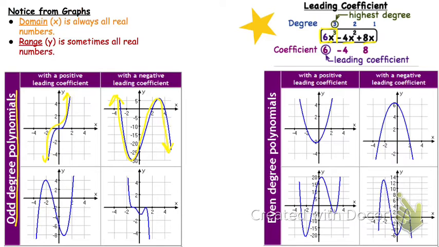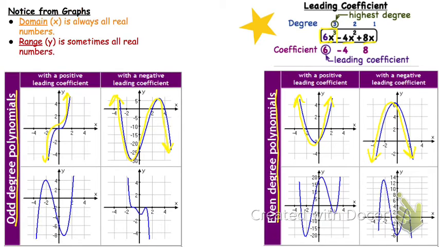Where if that degree, that highest exponent, is an even number, that means you're starting, like for this one, reading it left to right, we're starting up at +infinity and then we're ending at +infinity. Or we're starting from -infinity and ending at -infinity.